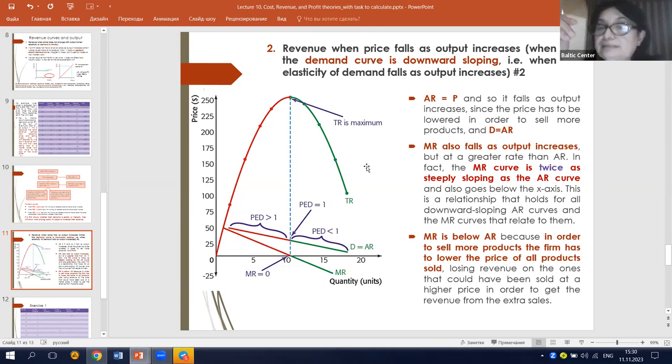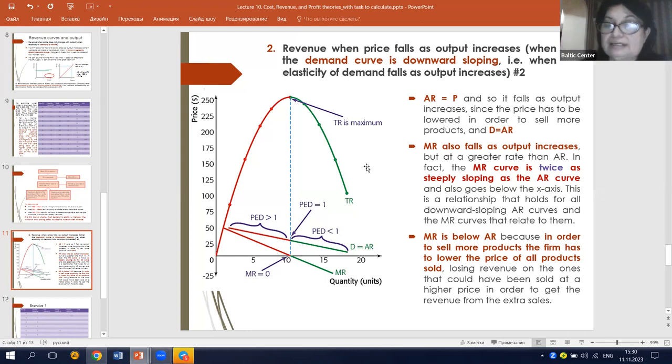So demand equals average revenue, AR. So the marginal revenue also falls as output increases, but at a greater than average rate. In fact, the marginal revenue curve is twice as steeply sloping as the AR.